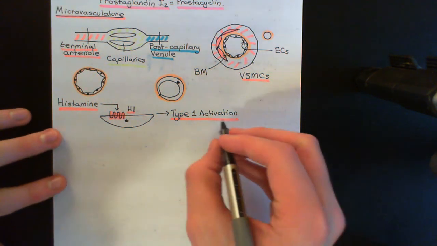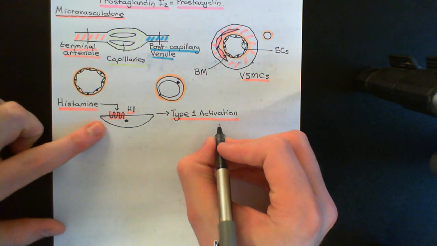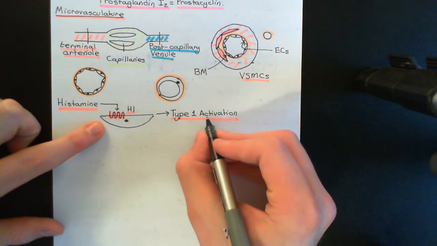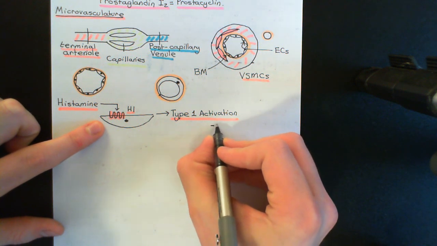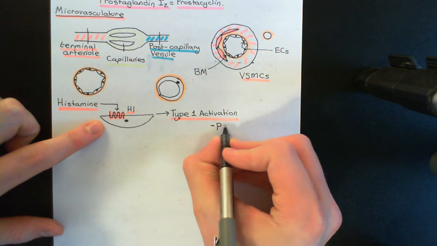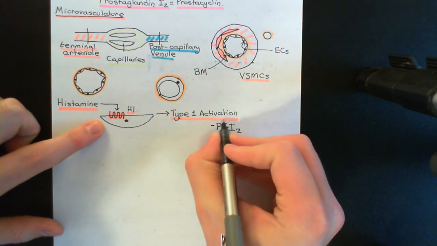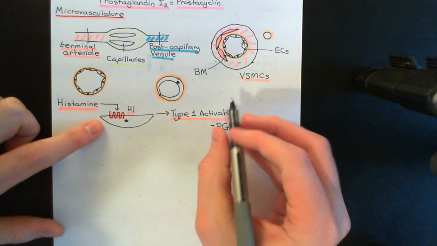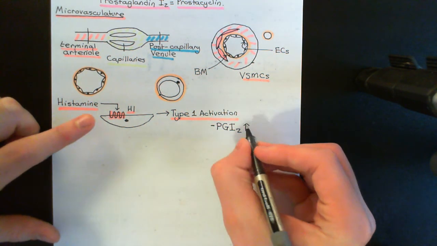Okay, so what actually is going to change then about the endothelial cell? How is the behavior of this endothelial cell that has undergone type 1 activation going to change? Well, there are 3 major components here. Firstly, it's going to start synthesizing prostaglandin I2. So type 1 activation causes the endothelial cells of the microvasculature to start synthesizing prostaglandin I2.